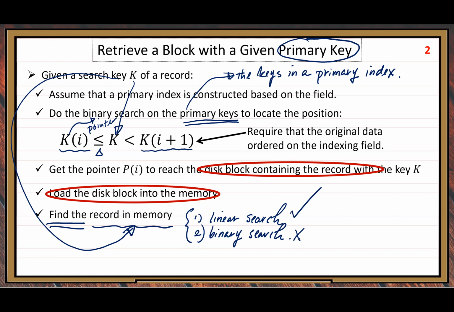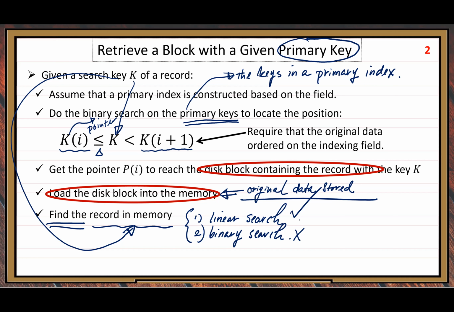But in the disk block, the original data is stored, and we do not sort the original data. We want to keep the original order. We do not want to change its order. So you cannot assume the original data is ordered.